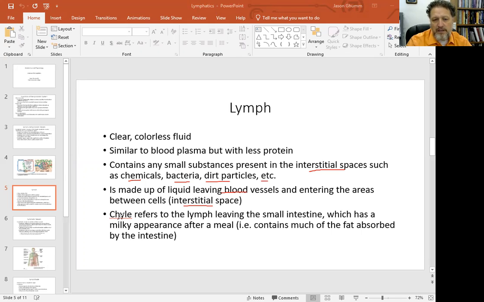There's a special one called chyle. This is the one with the lacteals in the small intestine. It's got a lot of fat in it, so it has a milky appearance. Think of milk, like lactose or lactose intolerance. Lact means milk, and it has that appearance. That's why it's called lacteals.